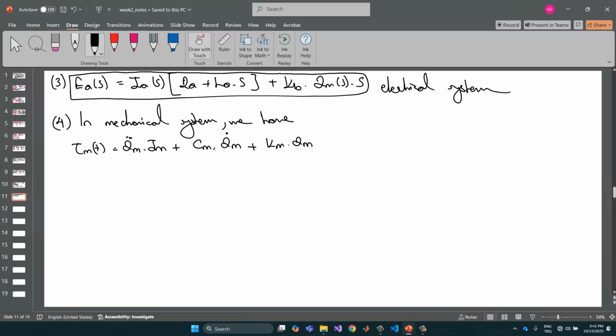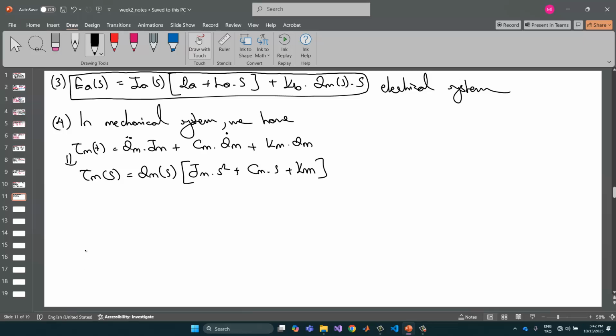Jm is inertia. Right? So, if we take the Laplace transform of these terms, we will have torque Tm(s) equal to θm(s) times (Jm s square plus Cm s plus Km). Right? This is the formula.